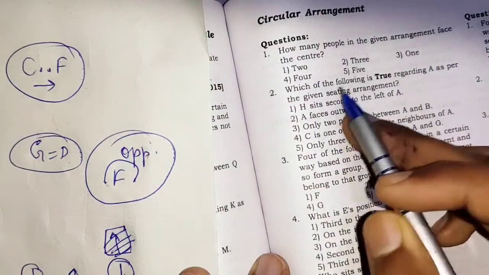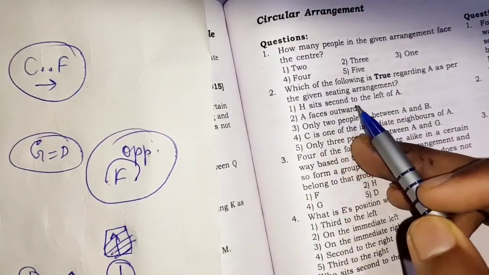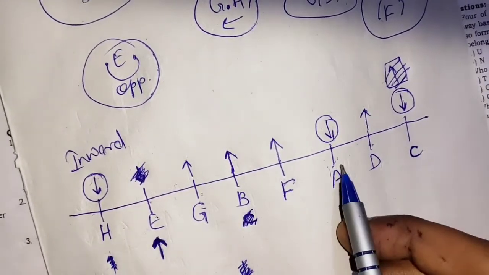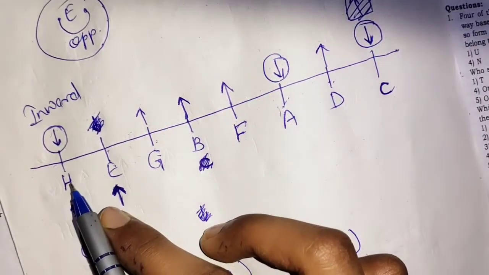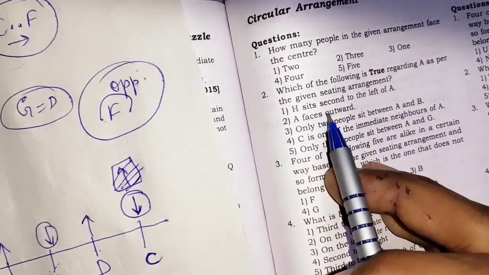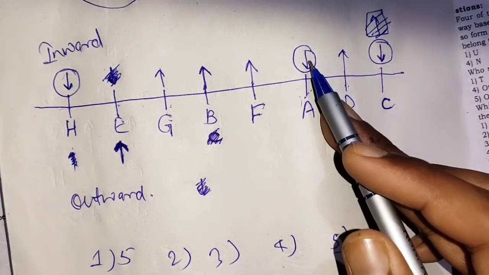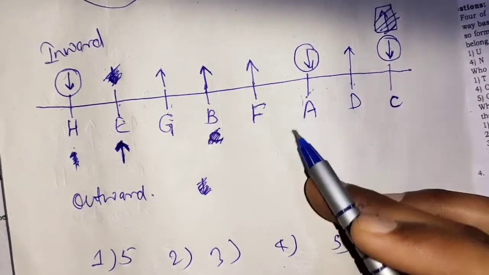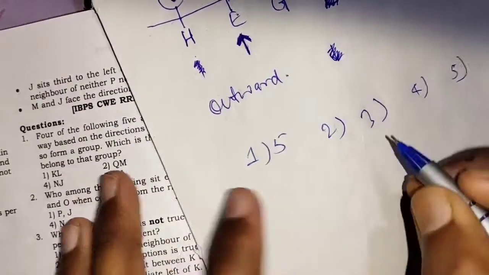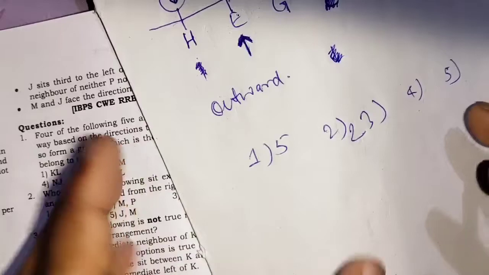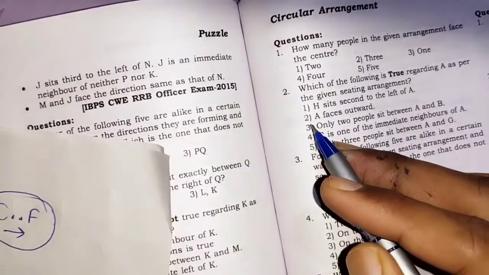2. Which of the following is true regarding A as per the given seating arrangement? H is second to the left of A? No. A is here and H is here. So how can they be to the left? So this is wrong. A faces outward. Yes, A faces outward. So 2 is 2. Let's check other options also.